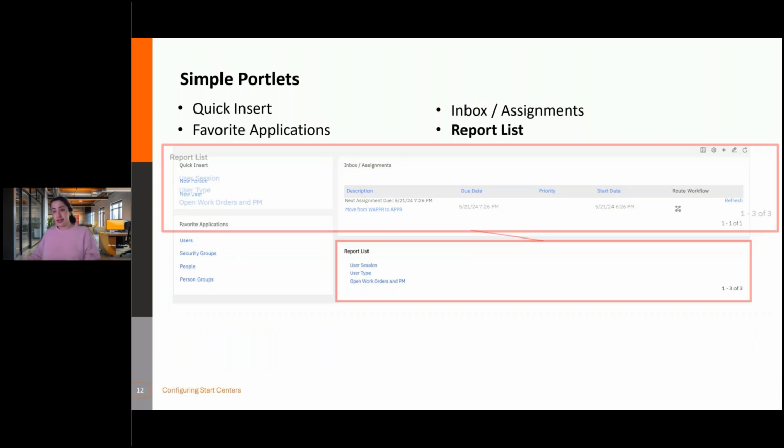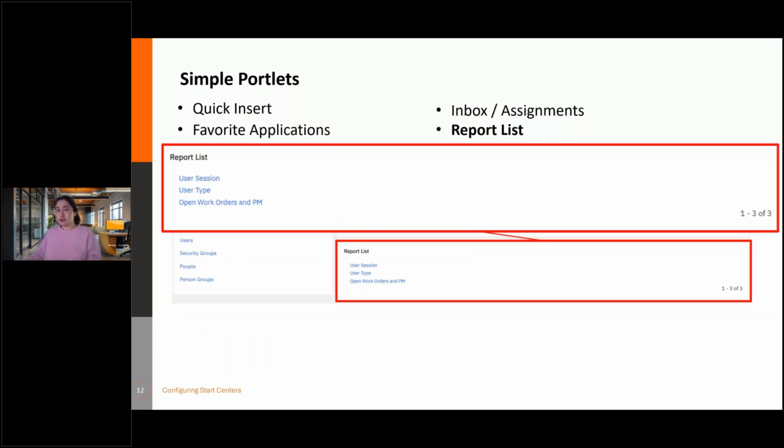For report list, this allows users to run reports directly from the Start Center instead of having to go to the corresponding application. Similar to favorite applications, we only have 2 edits available: choosing which reports and the order they show up on in the list.